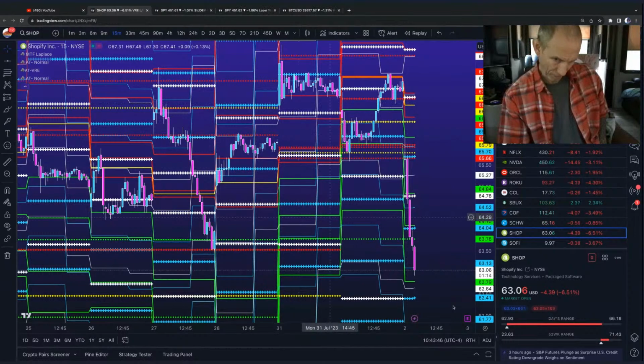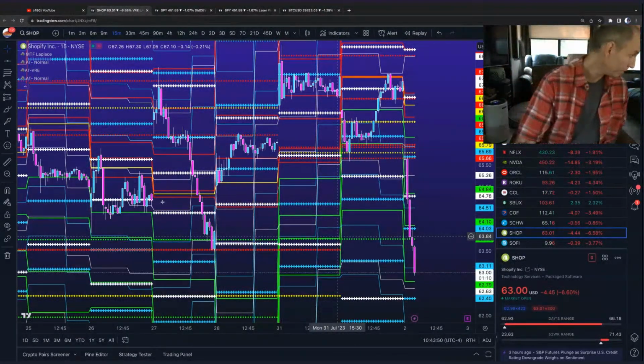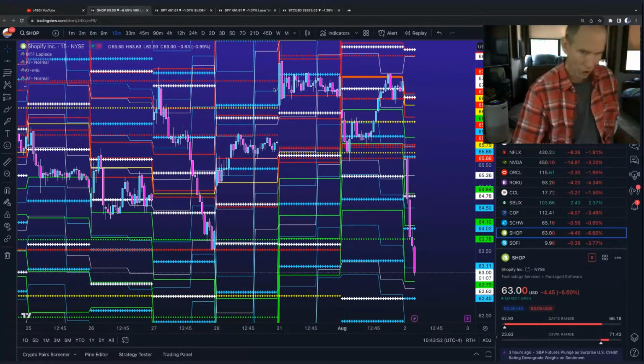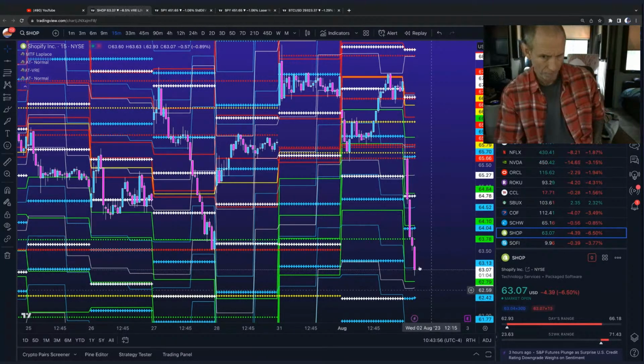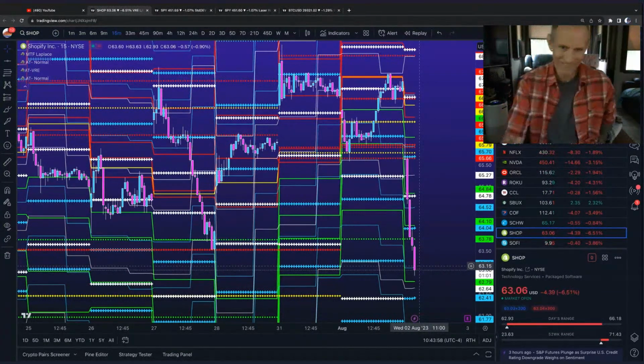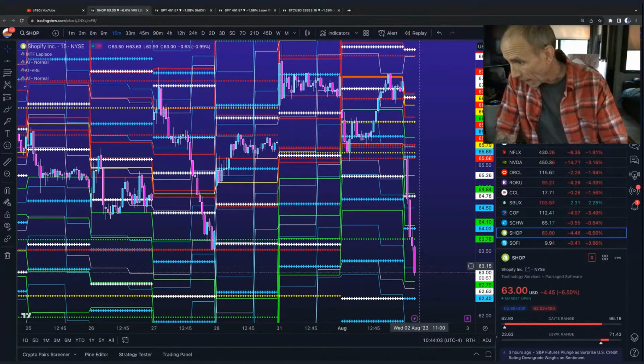Shorts, take your profit, for God's sakes, please, because you're going to get wrecked. People are like, no, this is the play. Like, yeah, it was. Take your profit before this thing reverses. Gotta be careful.